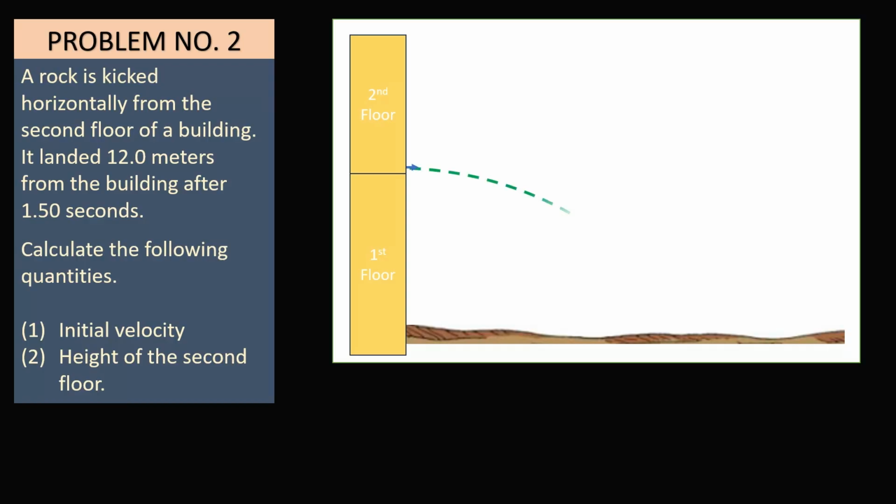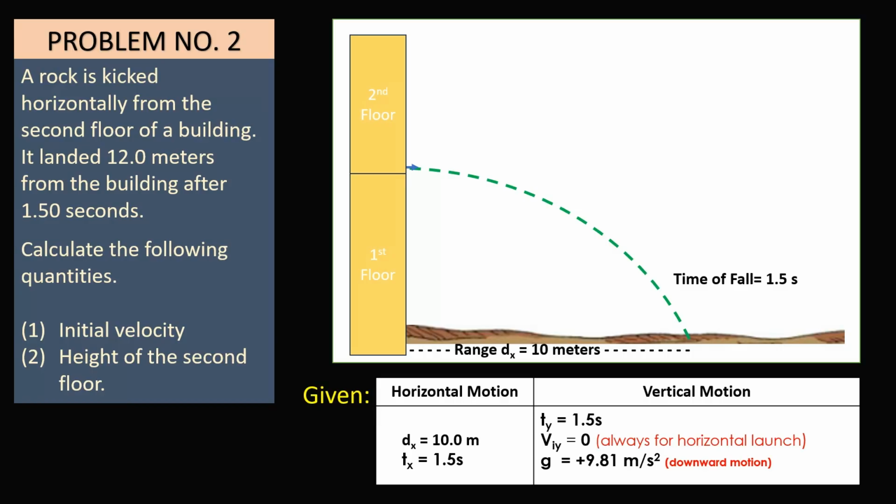The given quantities of the problem are the time of fall, which is 1.50 seconds, and the range or the horizontal distance from the building, which is 12.0 meters. The initial vertical velocity is 0 and the vertical acceleration of the object is equal to positive g or positive 9.81 meters per second squared. The problem is asking for the initial velocity, meaning the initial horizontal velocity obtained by the ball from the horizontal kick, and the height of the second floor.